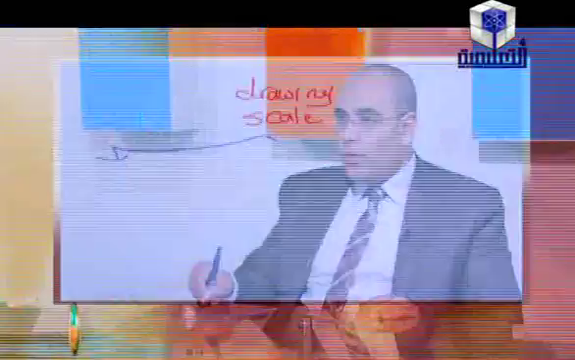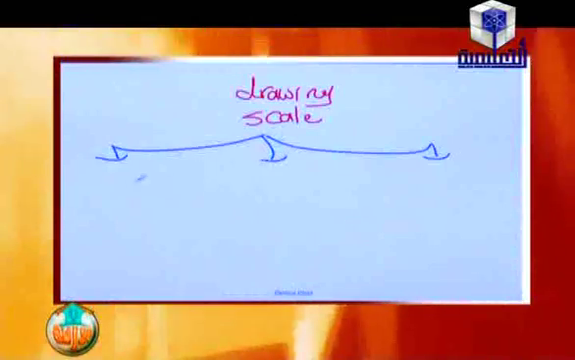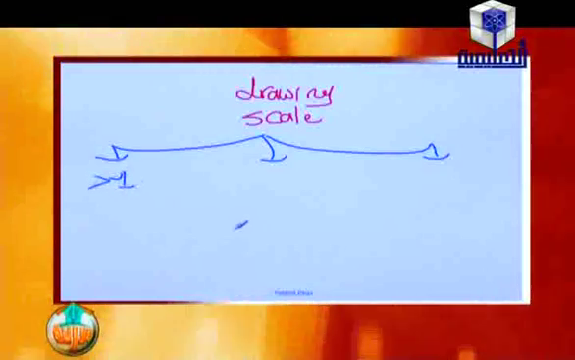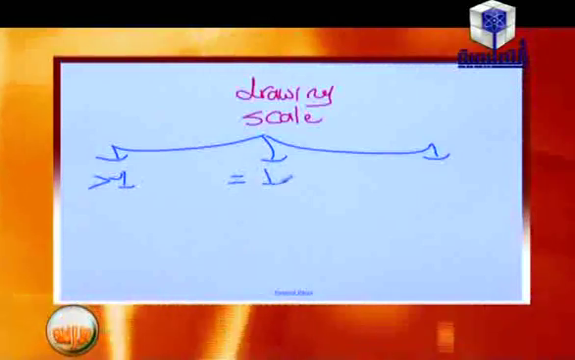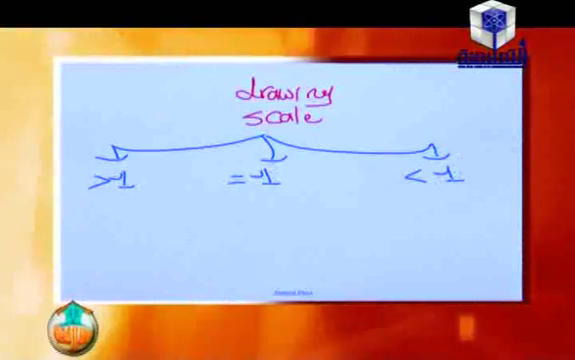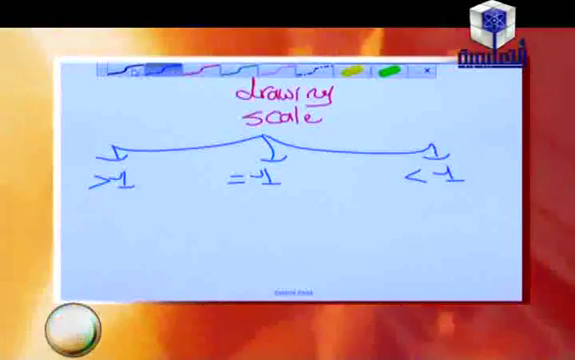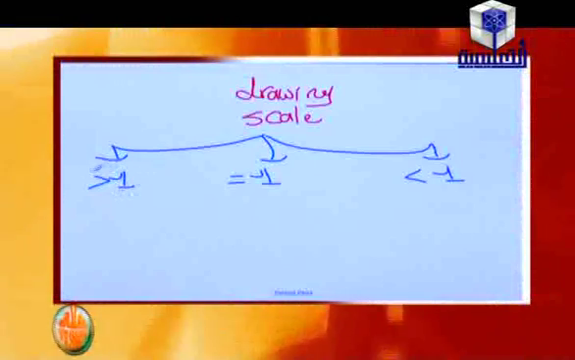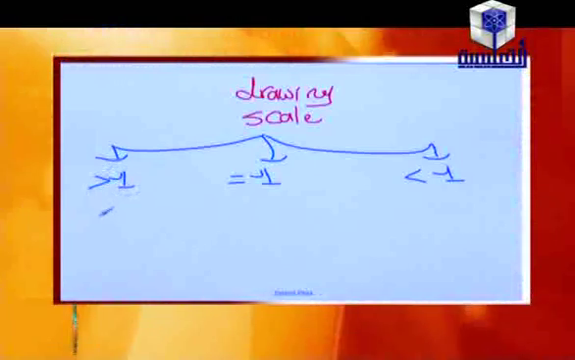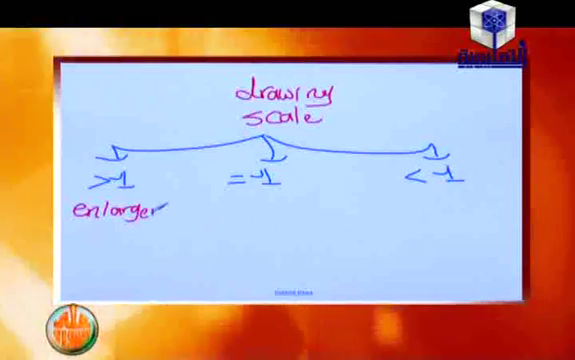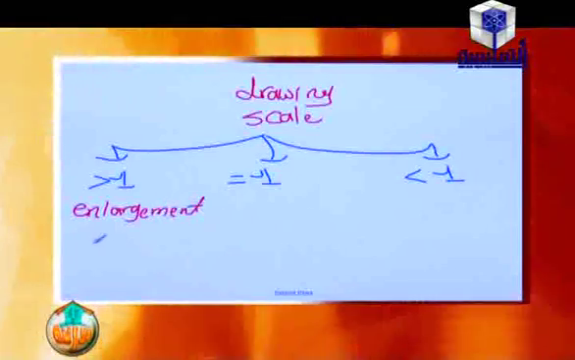We have three cases for the drawing scale. The first: if the drawing scale is bigger than 1. The second: if the drawing scale equals 1. The third: if the drawing scale is less than 1. We have in each case an important expression. If the drawing scale is bigger than 1, it is called enlargement, or magnification.